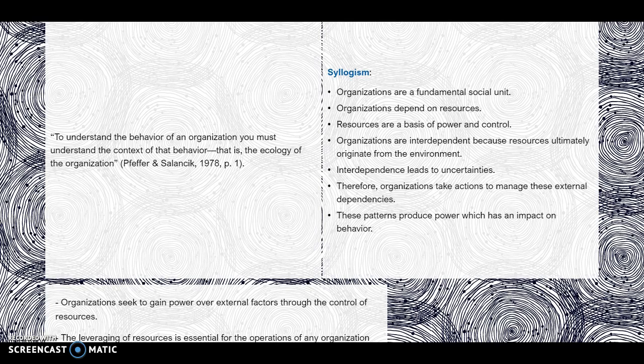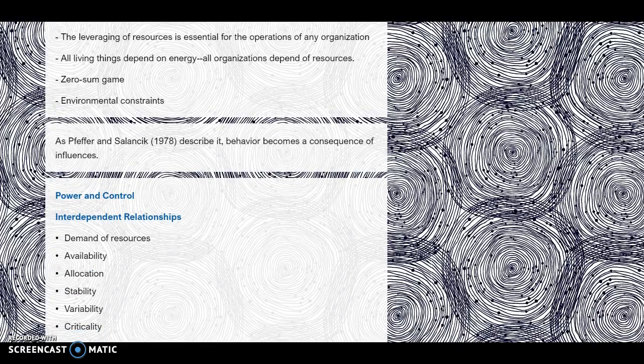Five, interdependence, when coupled with the uncertainty of how others will act, leads to a situation in which future success is uncertain. Six, therefore, organizations take actions to manage those external interdependencies, although such attempts rarely succeed and often produce new patterns. And seven, these patterns of dependence produce inter- and intra-organizational power, which has an impact on behavior. A minimalist explanation of all that would be that organizations basically seek to gain power over external factors through the control of resources.